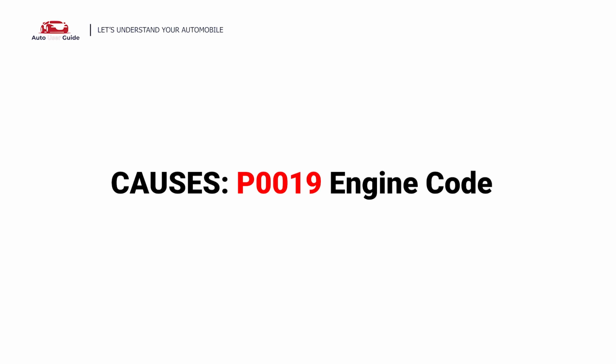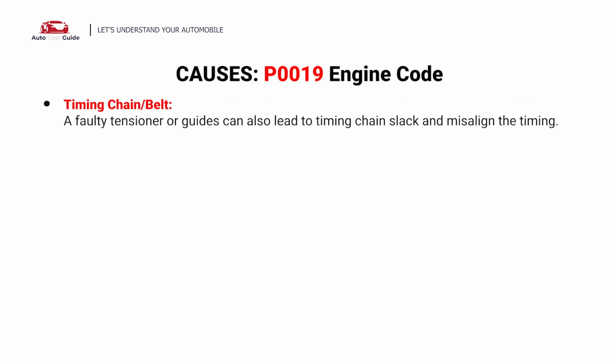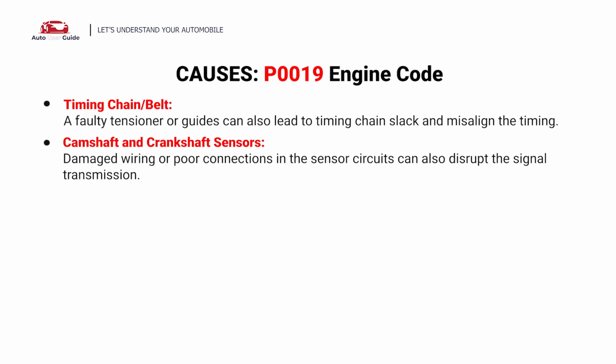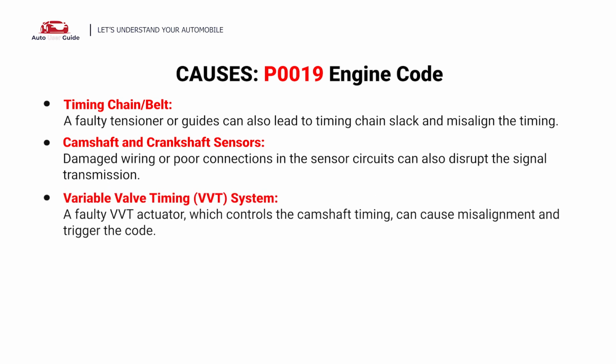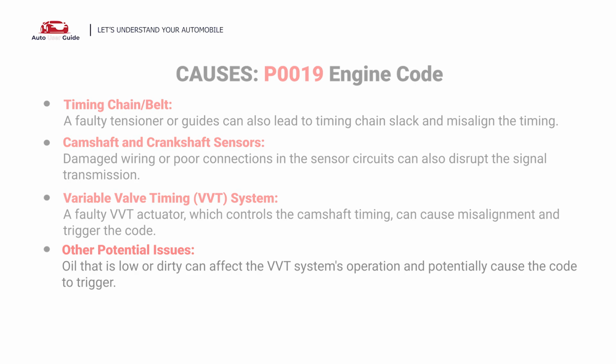So, what causes this imbalance? Here are the most common culprits. This error can be caused by these possible faults in your vehicle: timing chain belt, camshaft and crankshaft sensors, variable valve timing system, other potential issues.